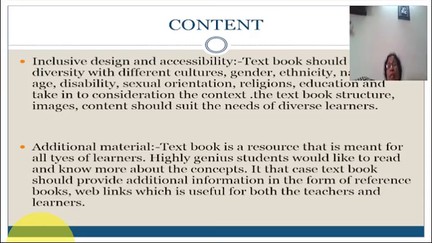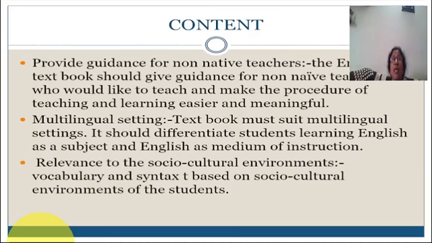The next aspect is additional material. A good textbook should give some additional material for the students to refer to, like having web links, references, glossary, and so on. The next component of textbook analysis is guidance to the non-native teachers. A good textbook definitely gives guidelines and guidance to the non-native speakers, especially in languages like English.